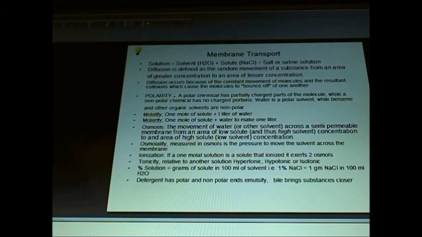You excrete maybe a liter, so you have close to a 99.5, 99.8% reabsorption rate of water through the kidney, which is extremely important for life because you couldn't lose that much water and still live.